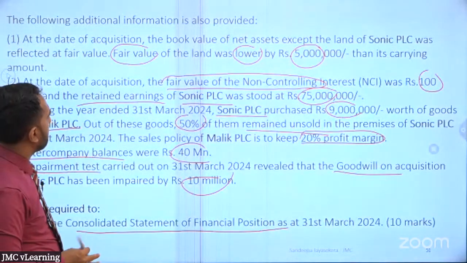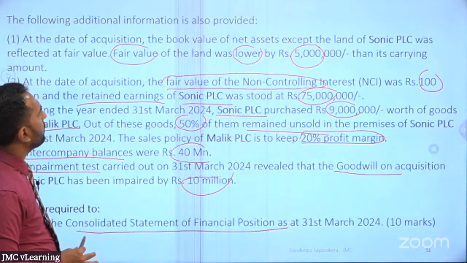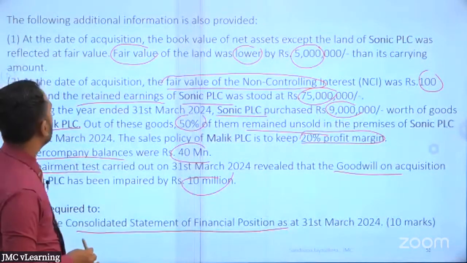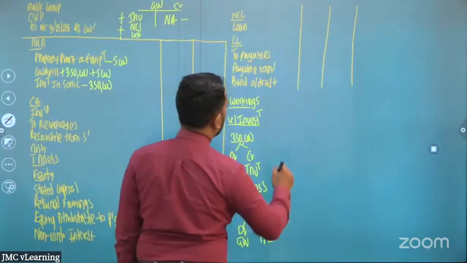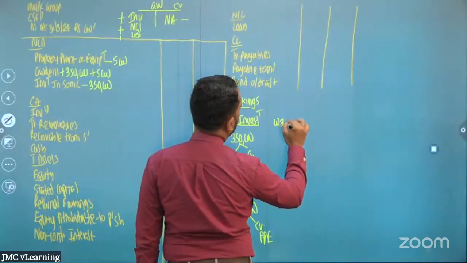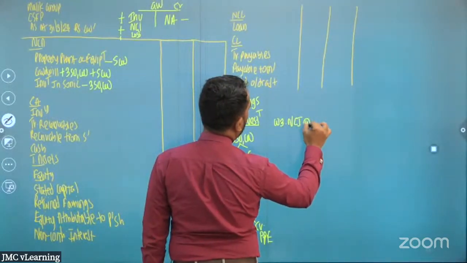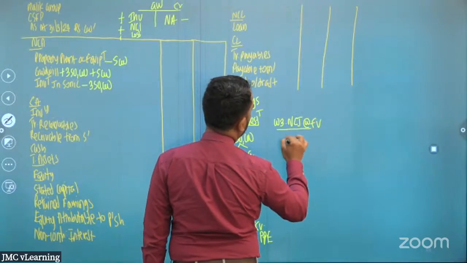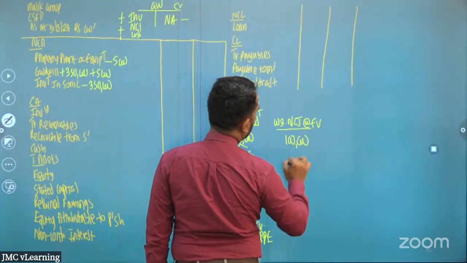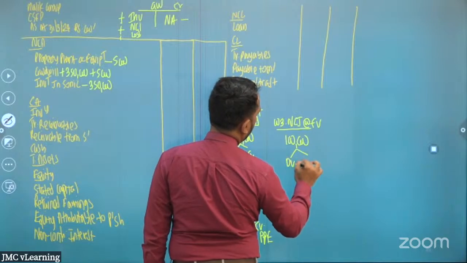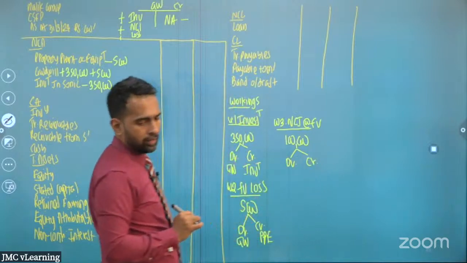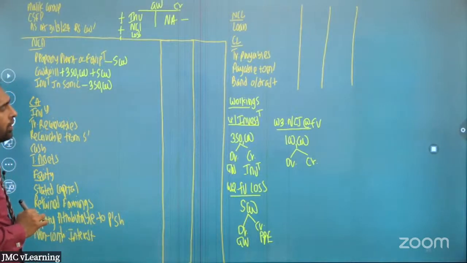So, at the date of acquisition, the fair value of non-controlling interest was 100 million. Working number 3, NCI at fair value. NCI at fair value is 100,000. So you need to pass the debit and the credit. NCI at fair value 100,000.